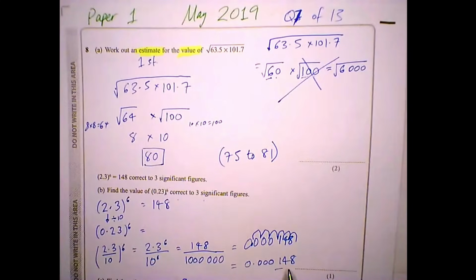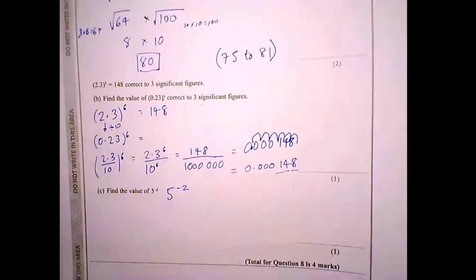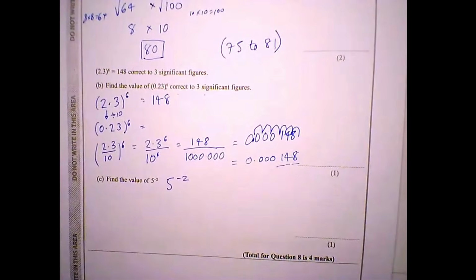Find the value of 0.23 to the power 6, correct to 3 significant figures. My answer has 3 significant figures at the end. Okay, so a lot of work. But if you're doing this in your head, hopefully you can make the connections and you can get to the answer like that. Let's look at part C.